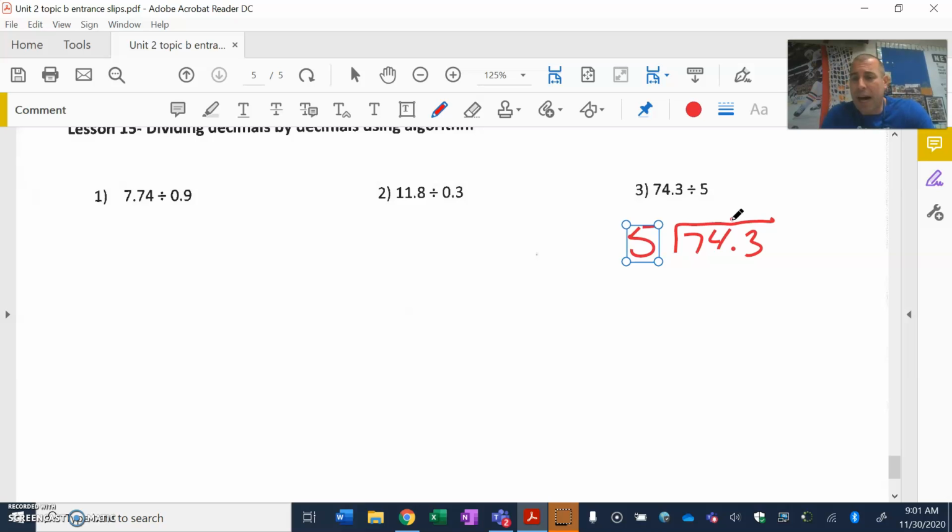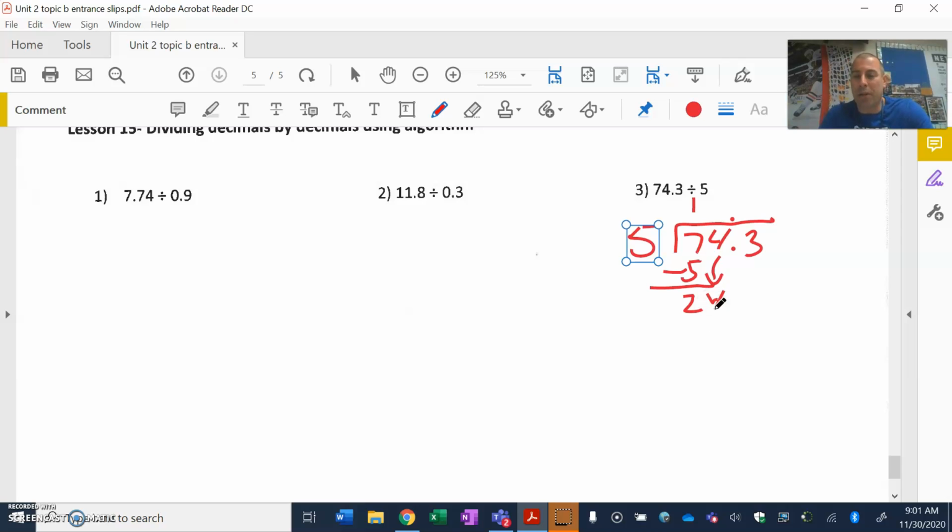How many groups of 5 can I pull out of 7? Well, I can pull out only 1. So now we multiply. 1 times 5 is 5. We're going to subtract and bring down the next number. All right, redo the process all over again, but this time we're going to use that 24.